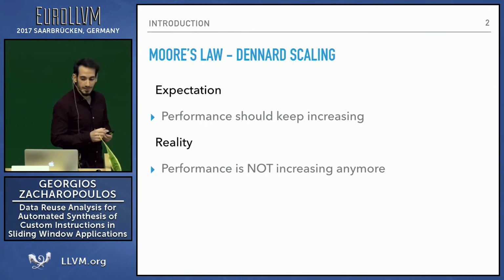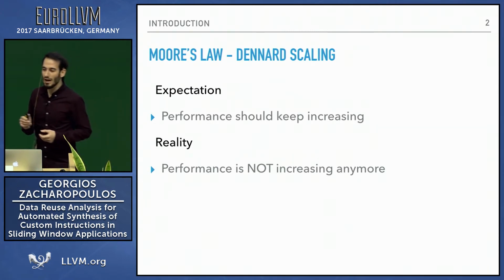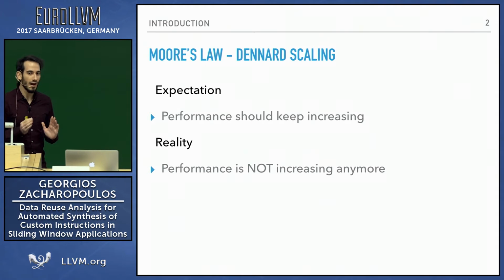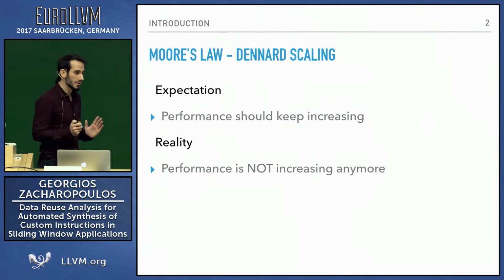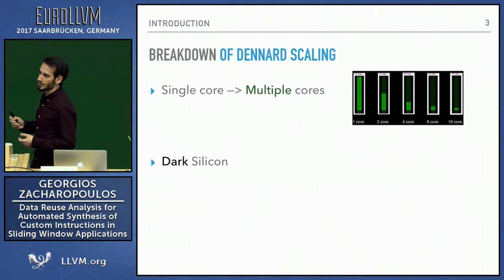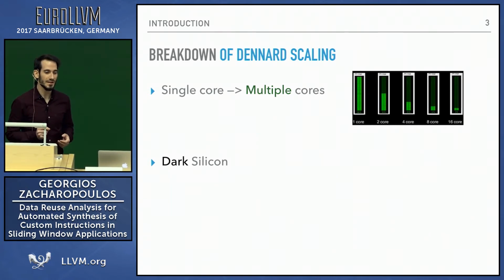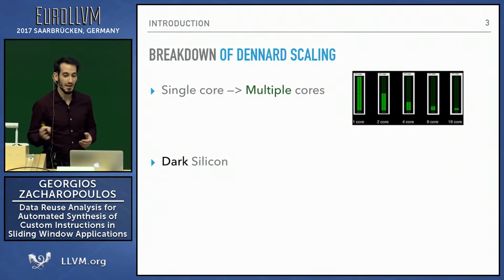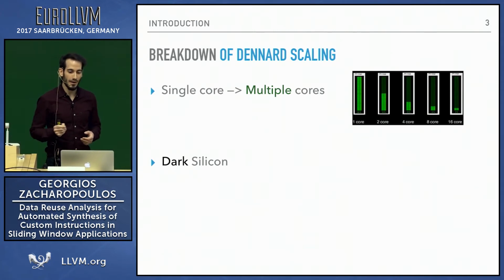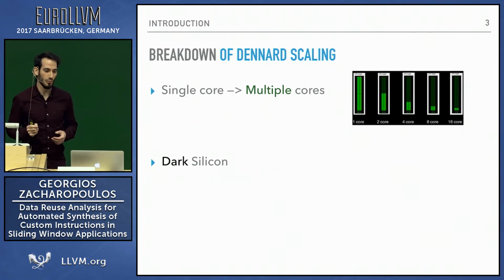But in reality it is not like that. Unfortunately performance is not increasing anymore, or at least not as we would expect. The reason is that we have reached what is called the breakdown of Dennard scaling. We have reached some physical constraints, we experience current leakage now in our chips, and the era of free lunch is not here anymore.